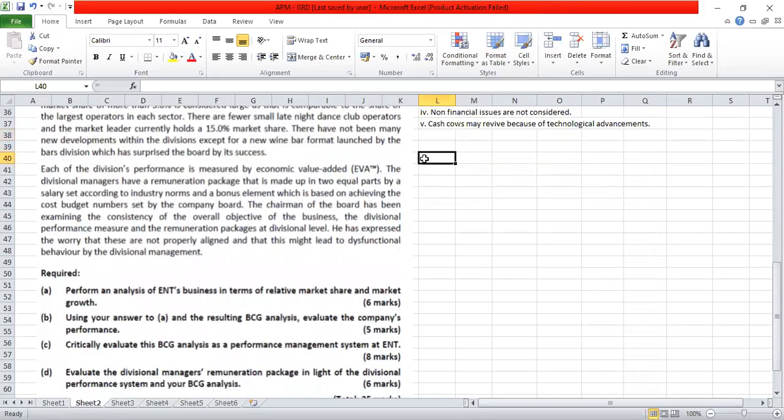Then we have DBIT. Evaluate the divisional manager's remuneration package in the light of divisional performance system and your BCG analysis. So there is one issue with the last paragraph. Each of the division's performance is measured by economic value added. The divisional managers have a remuneration package that is made up in two equal parts by a salary set according to industry norms and a bonus element which is based on achieving the cost budget.